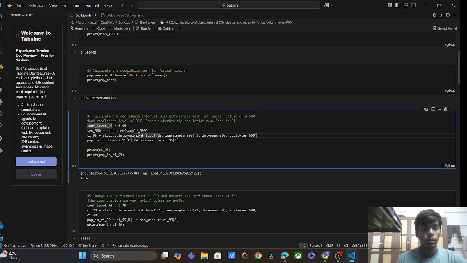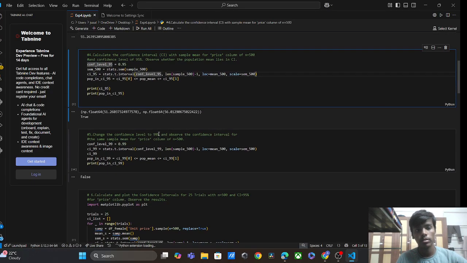This is my fourth question. Now, for question 4, we create a 95% confidence interval for the sample mean from 500 samples using the formula with the standard error. We check if the population mean lies within our confidence interval. If it does, it means our sample mean is a good estimate. This is our sample mean.